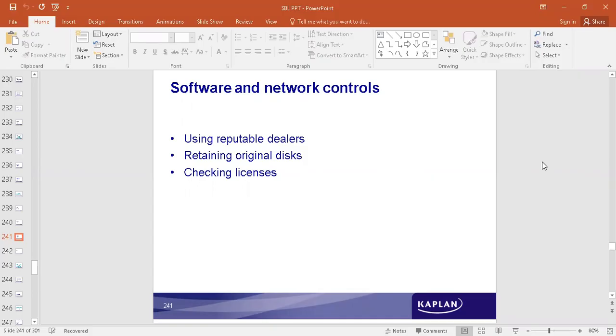Next one is software and network controls. Use only reputable dealers and buy the IT components from them. Retain the original disk, even if they have loaded everything into the system. Check the licenses from time to time. IT is only the hardware, but IS is a combination of hardware and software. So when there is a combination of hardware and software, any software whose license has to be renewed should be checked, and then replaced. Checking licenses.